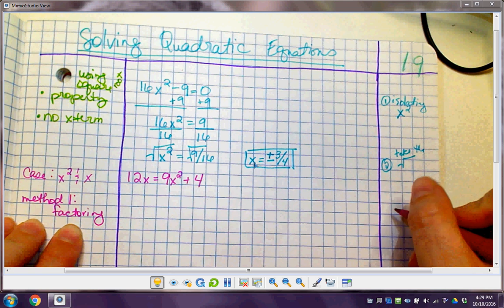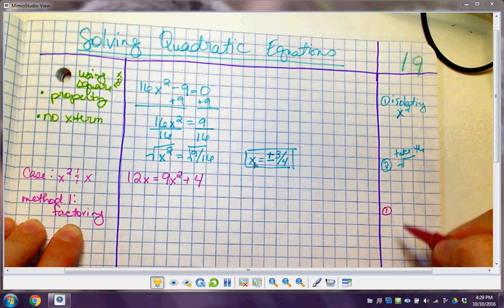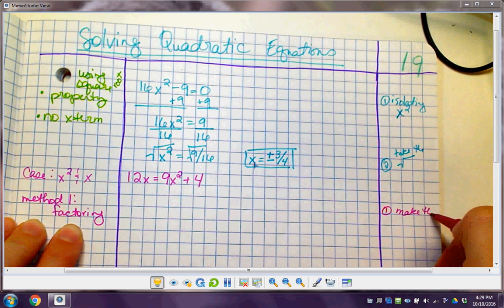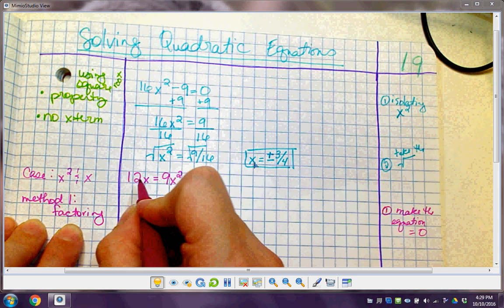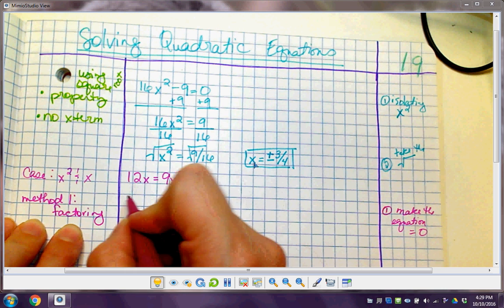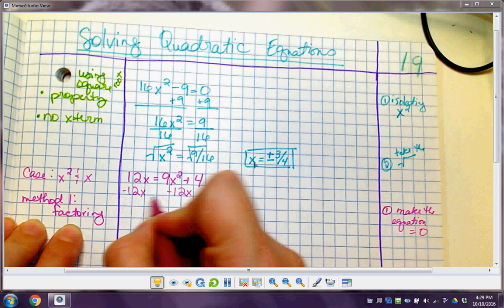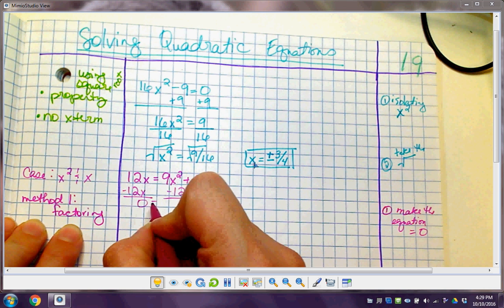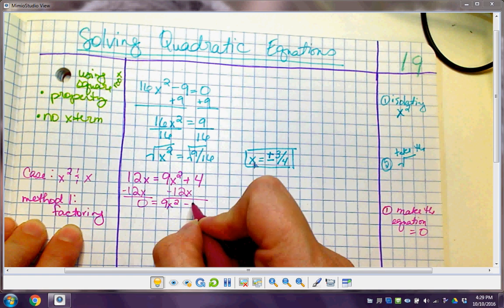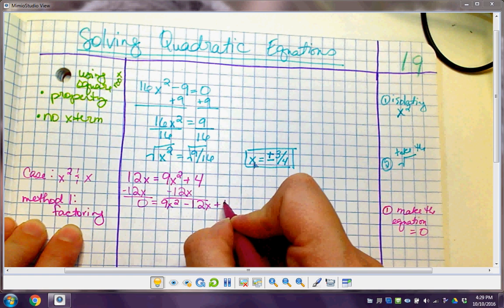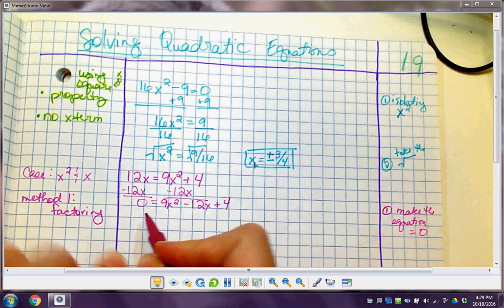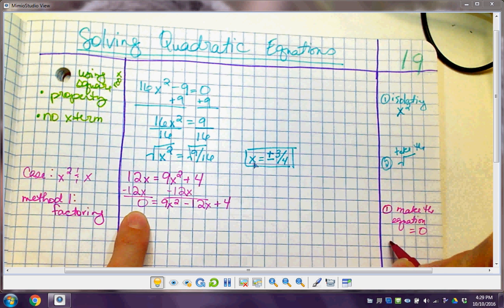And step one is going to make the equation equal 0. So I'm going to want to move this 12x to the other side, and I'm going to do that by subtracting it from both sides. Once my equation equals 0, we are going to factor.